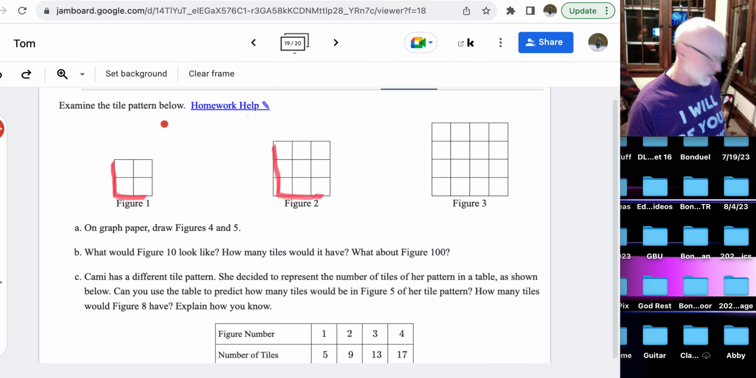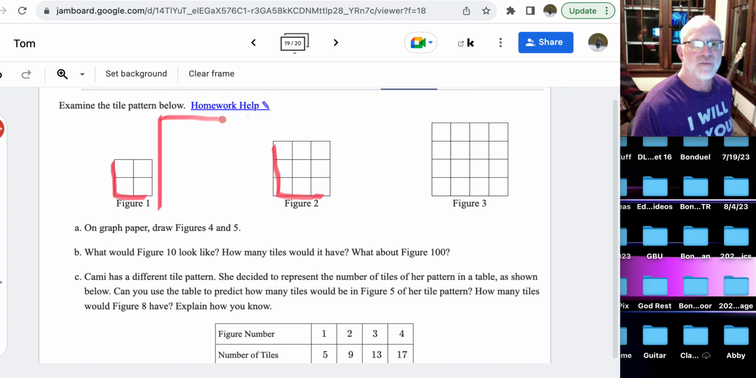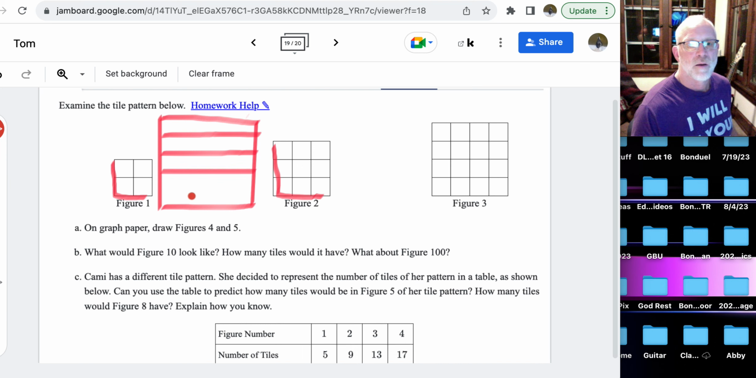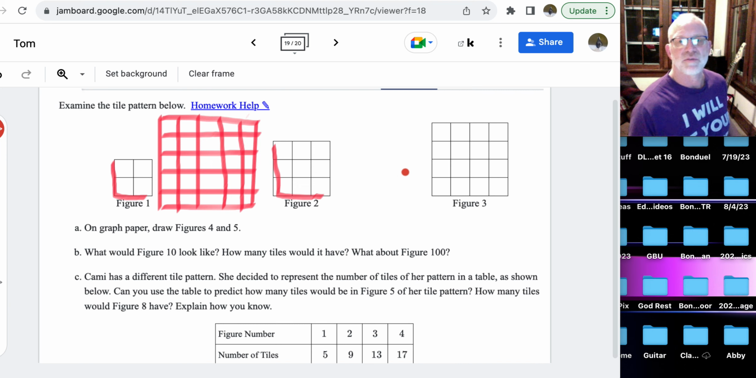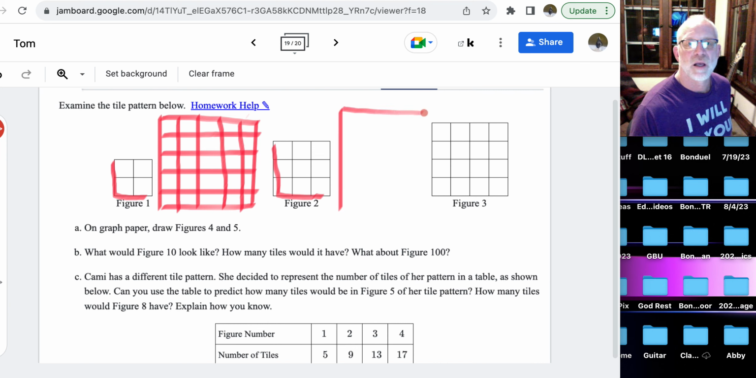Figure 4, that must be, how about 5 by 5? How does that sound? Does that sound better? I think so. There you go. Something like that. That was figure 4. So then figure 5 must be 6 by 6.